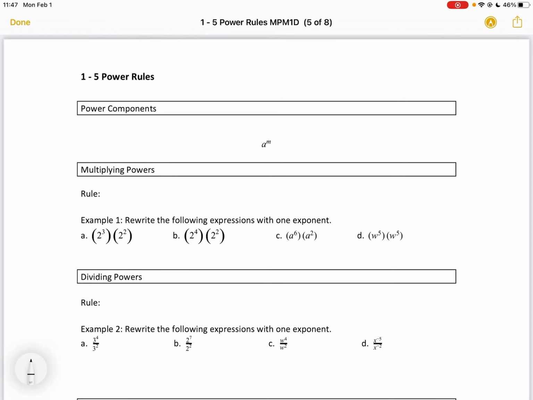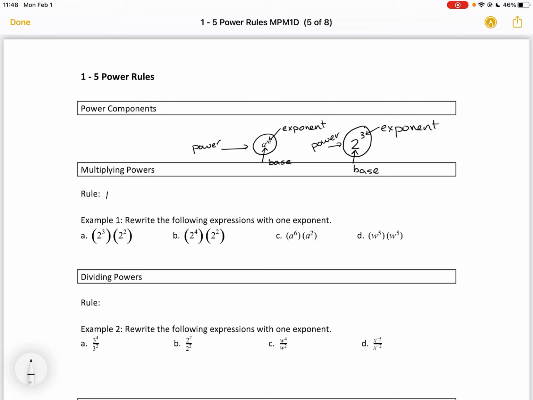This video goes over the power rules that we need to use when we're working with exponents. So first off, some of the components. This whole thing is called a power. The A, or the number that's there, is called the base. And the M, or the little number, is called the exponent. So in the example, 2 cubed is the power, 2 is the base, and 3 is the exponent.